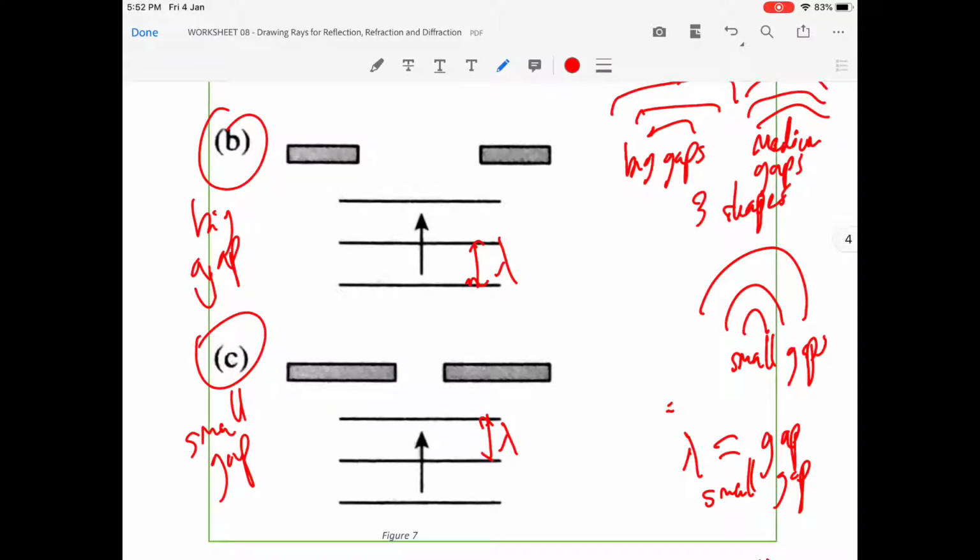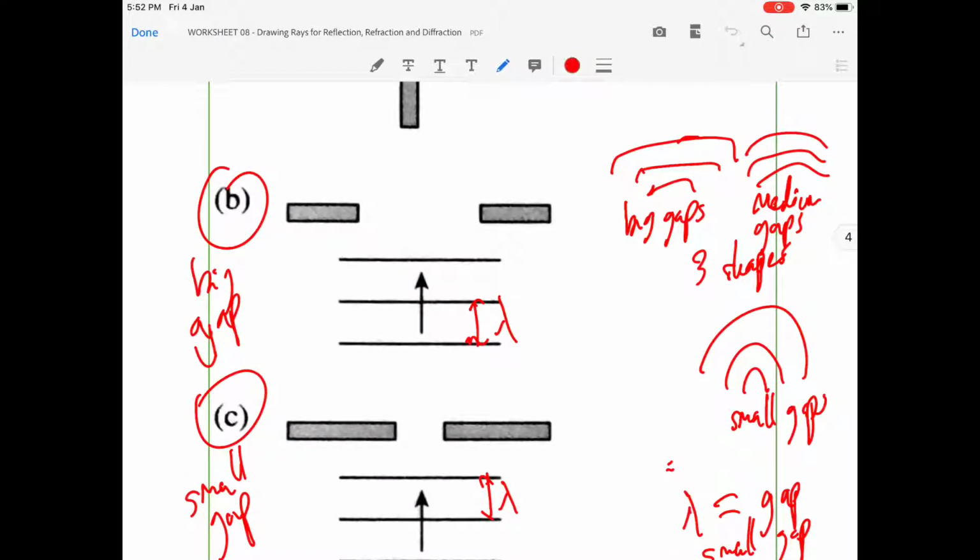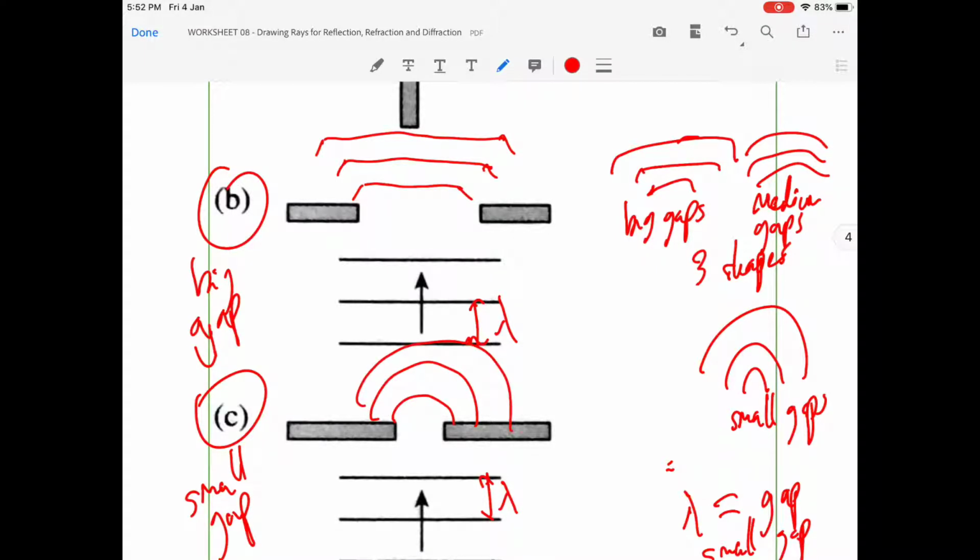So let's draw the wave. You pretty much guess how to solve this question now. Let's draw the wave. So for a big gap, just draw a straight line, a longer straight line, an even longer straight line. Then curve, curve, curve, curve, curve, curve. For this one, this is very easy. Just draw curve, curve, curve.